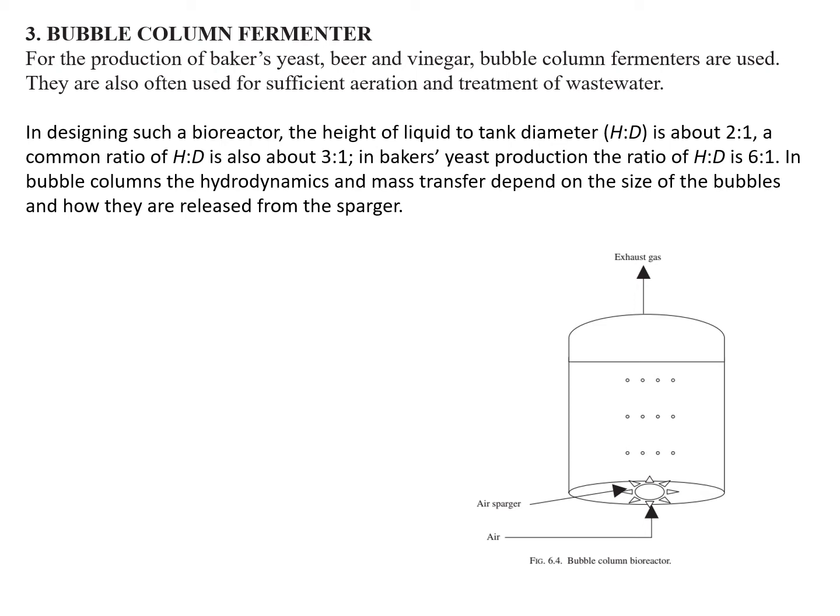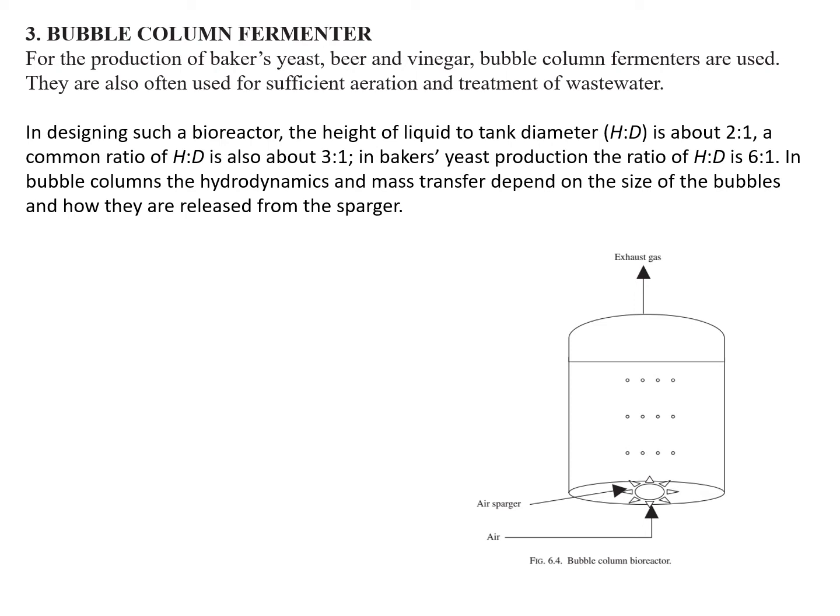Here, because this one does not need much energy for this bioprocess, it can be used for baker's yeast production and beer or vinegar production. And bubble column fermenters are used because they are more energy efficient and more economical also.